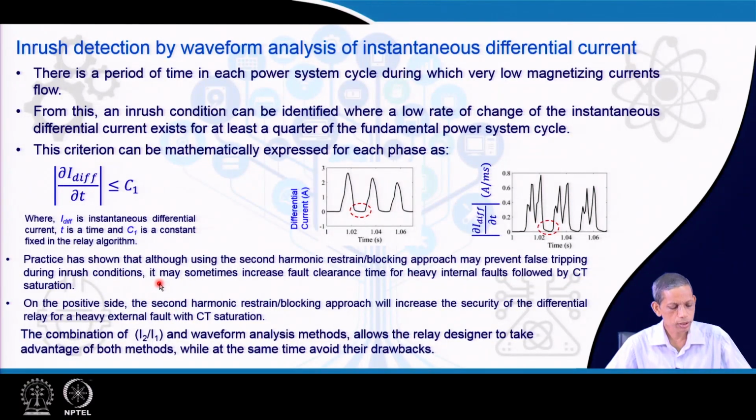It is observed that the principles we talked about, such as second harmonic restraint or blocking, lead to a delayed decision making even for the internal fault case. But the waveform analysis approach gives a speedier operation. So many relays also combine these two perspectives to exploit the advantage of speed in operation, and this is also called an adaptive form of protection.